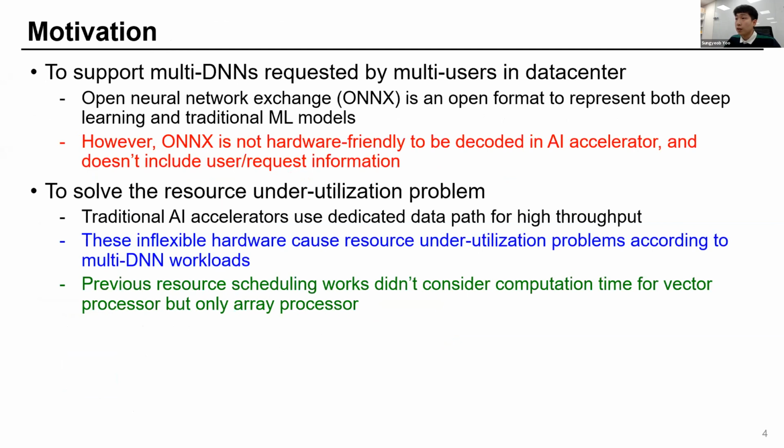Also, for supporting multi-DNN and multi-user requests, there should be a format that describes multi-DNN models. Open Neural Network Exchange, ONNX, is an open format to represent them. However, ONNX is not hardware friendly to be decoded in an accelerator and does not include user and request information. And there is the resource underutilization issue. The traditional AI accelerator uses dedicated data paths for high throughput, but this inflexible hardware causes resource underutilization. Also, previous resource scheduling only considered array processor computation overhead.